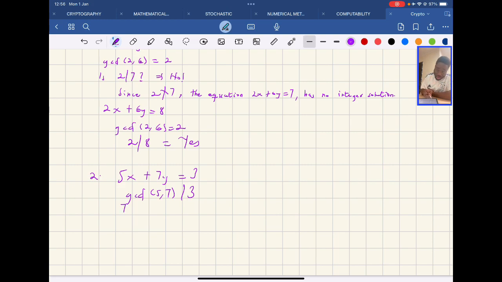If we go through the Euclidean algorithm, we get 7 is equal to 5 times 1 plus 2. Then 5 is equal to 2 times 2 plus 1. Then 2 is equal to 1 times 2 plus 0. So the last non-zero number over here is 1. So the GCD of 5 and 7 is equal to 1.